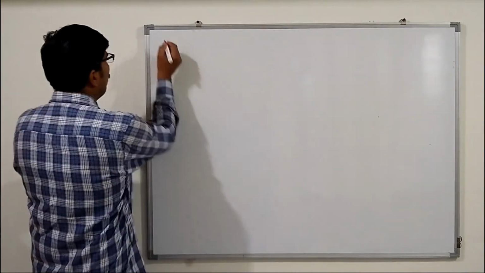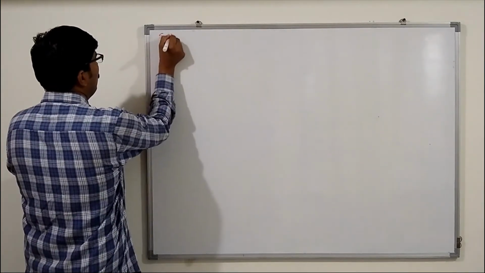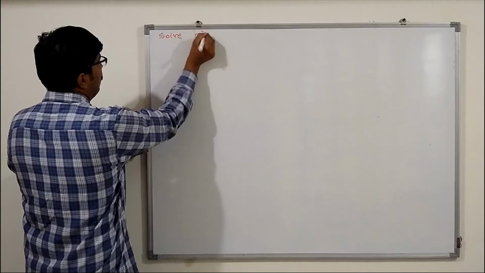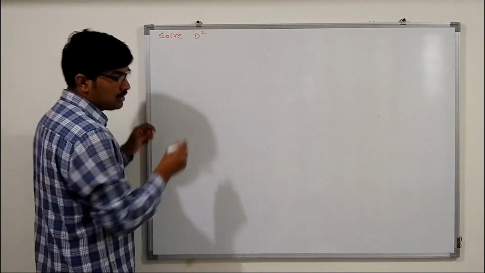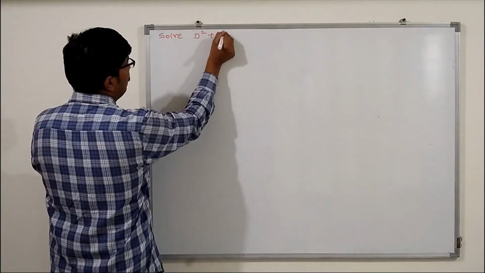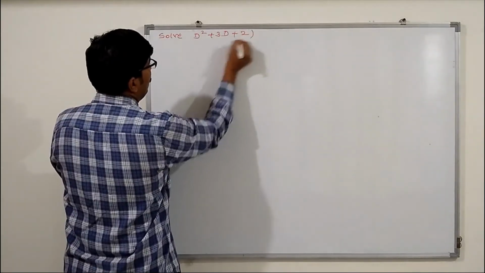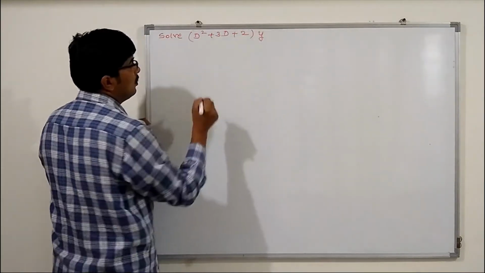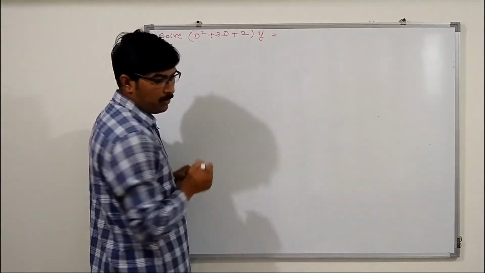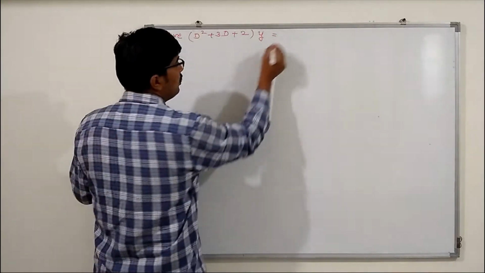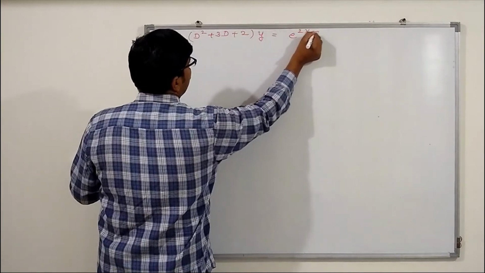Example, solve D square plus 3D plus 2 bracket complete y is equal to e raised to 2x into sin x.